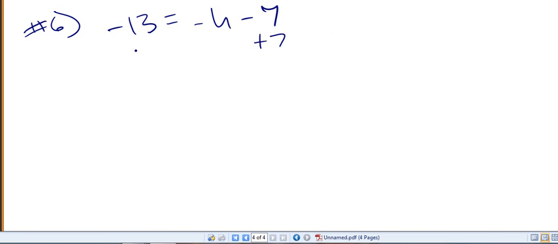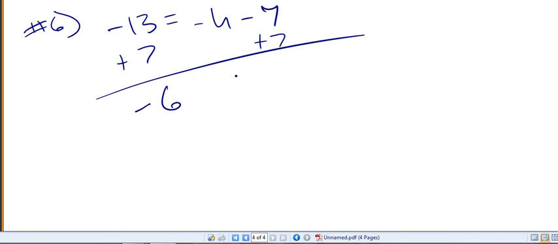I want to add 7 to both sides. So negative 13 plus 7. What's that going to equal? That's going to be negative 6. It'll be a negative 6 equal to a negative h.